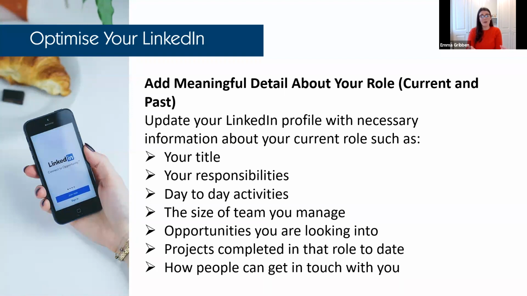Here's a little summary of things I think you should have included for your role, current and past. It is pretty obvious: your title, your responsibilities, examples of day-to-day activities, the size of the team you managed, if any, opportunities you are or were looking into, projects completed, and then contact methods. It goes without saying you wouldn't include that for previous roles, but more so for your current role.